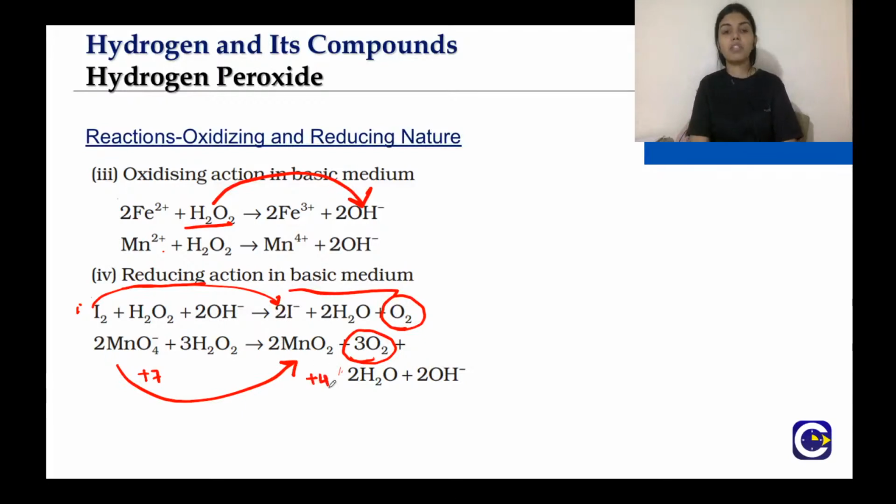How to calculate the oxidation state, and how I am stating why it is reducing and why it is oxidizing? If you have read the redox chapter, well and best. If you have not done the redox chapter, all these things will be clear to you in the redox chapter itself. Okay.